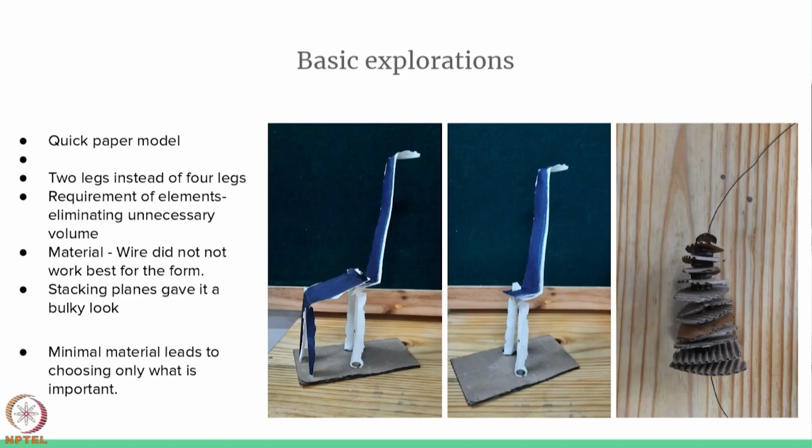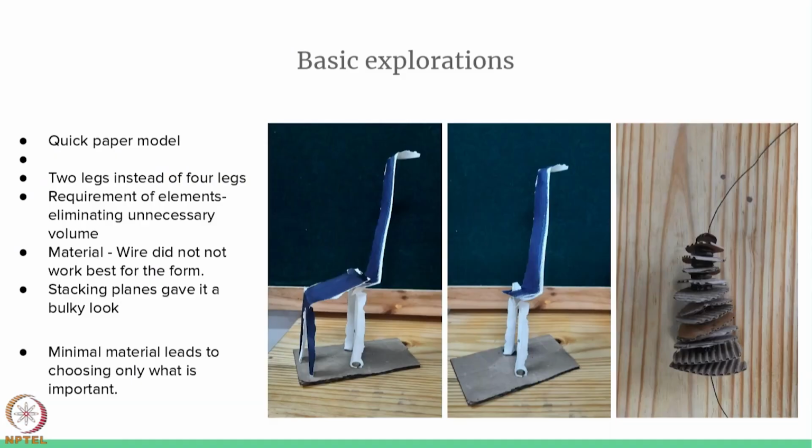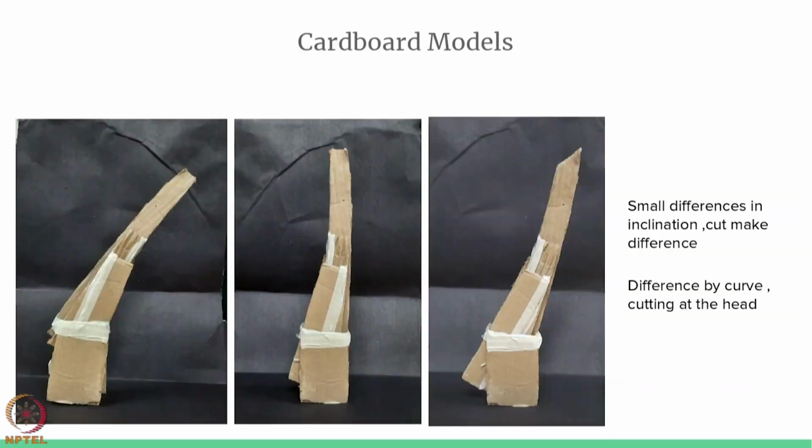I also explored the wire material. I initially planned to have planes like circular discs, because I wanted to show the long neck, but I understood by doing this that the wire is not working for my form. What I want to express is the sleekness, and the wire was not supporting and enhancing that. So I had to skip that and I switched to cardboard.